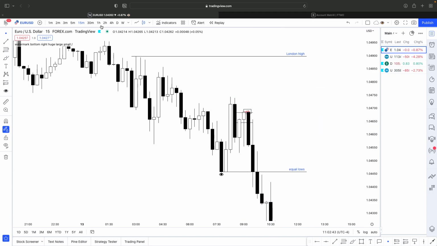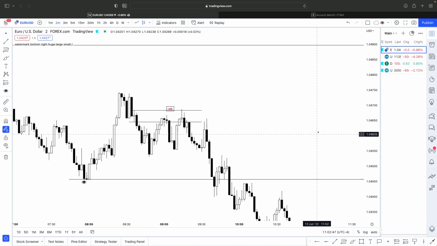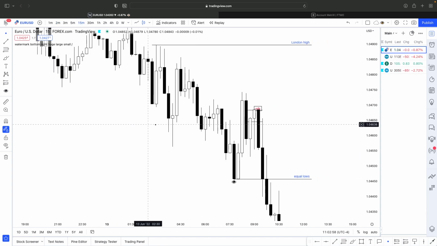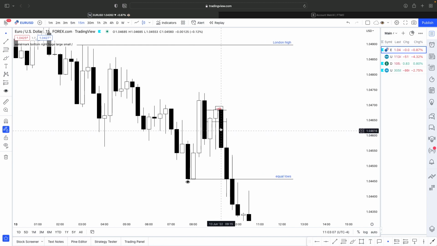Let's delete this. Let's go to the 2 minute time frame. So right here on the 2 minute time frame, guys, you can see we had displacement shown here with energetic candles. If we go back to the 15 minute, you can see it a little bit better. So right here at 9:15, displacement, energetic candle here, attacking lower.